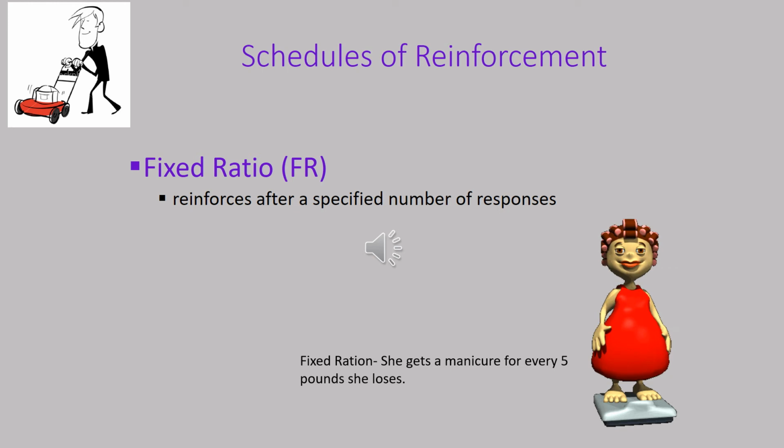For example, if you cut lawns, you may get paid for every lawn you cut. A car salesman may get paid for every car they sell. If you work in a factory, you may get paid for every 20 shirts that you make. That would be a fixed or a set number. The example at the bottom. A woman gets a manicure for every 5 pounds she loses. So that's a set number.